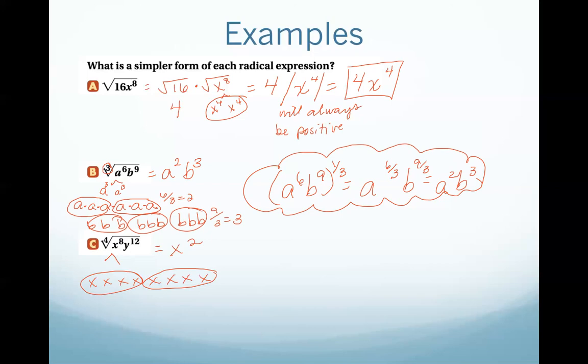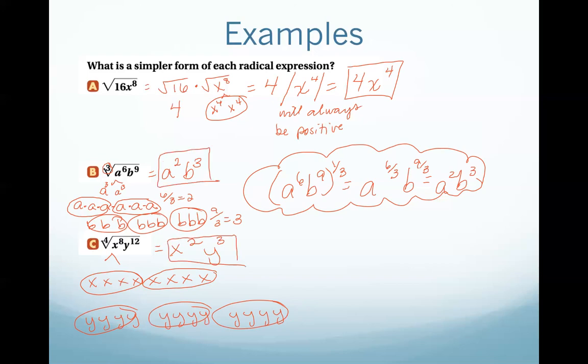And then for the y, I've got 12 of them. 1, 2, 3, 4, 5, 6, 7, 8, 9, 10, 11, 12. So that is y to the 3rd. If I had another y left over, it would stay under the radical, but I didn't. Nothing left over, so that was nice. Okay, so here we have our answers for parts B and C.